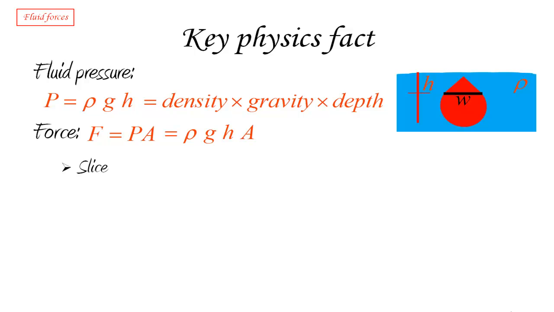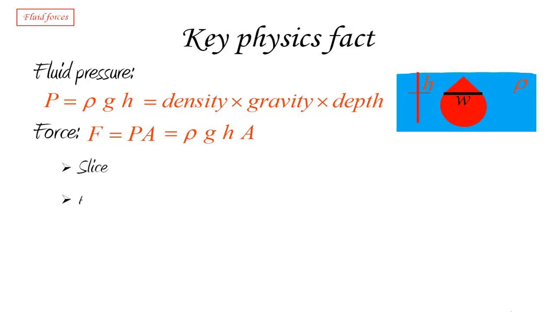So it's a slice of our object which is going to have a width of w, say, and of course in a specific application we'll have to know what w is or have some function for it. And how thick is the slice? Well, of course, delta h, right? So that's the usual notation that we're going to use.